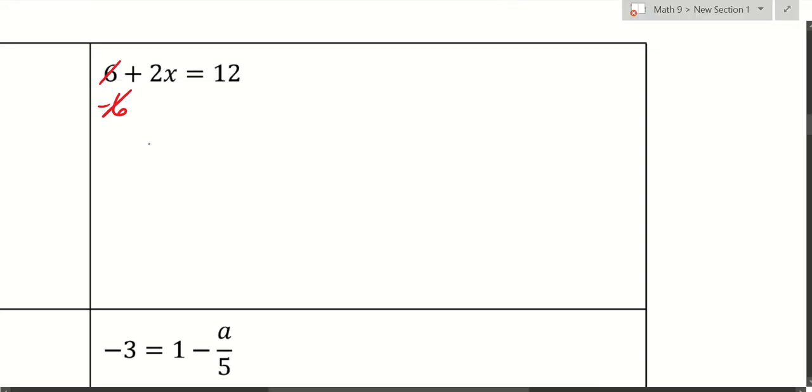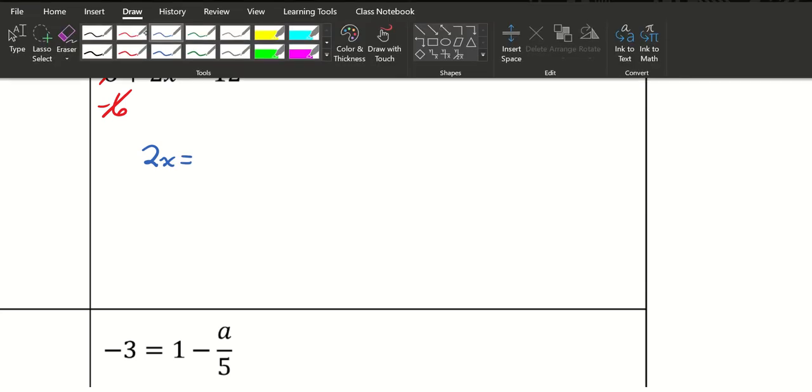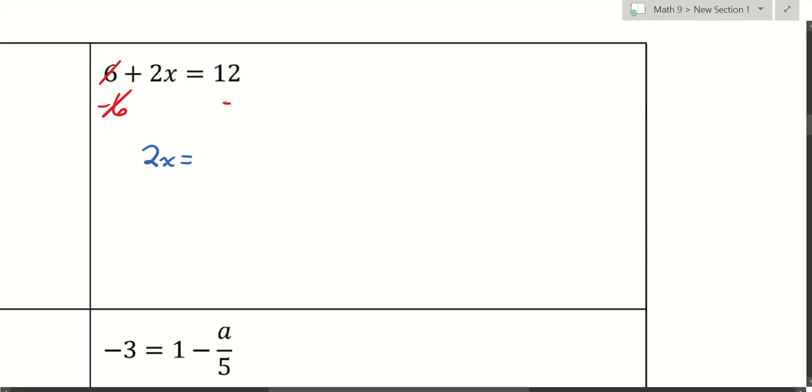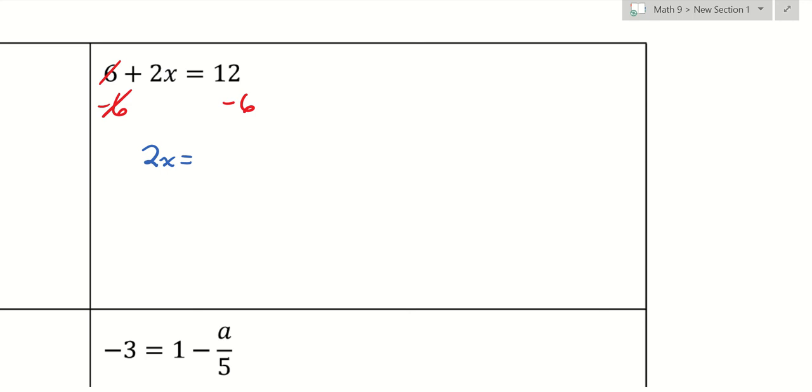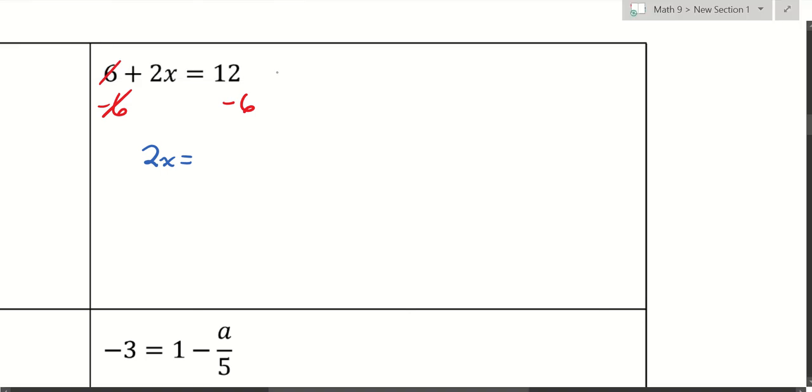What I can see here is that all that's left on my left-hand side is 2x. But remember, whatever action you take on one side of an equation, you have to do or apply on the other side of the equation as well. So I'm going to subtract 6 from the right-hand side, just like I subtracted it from the left-hand side. 12 minus 6 is 6.